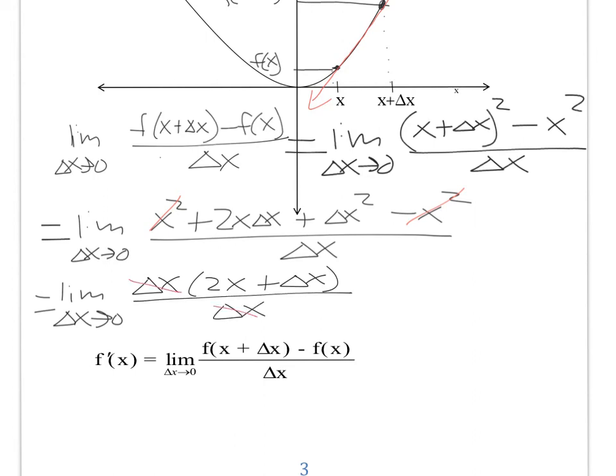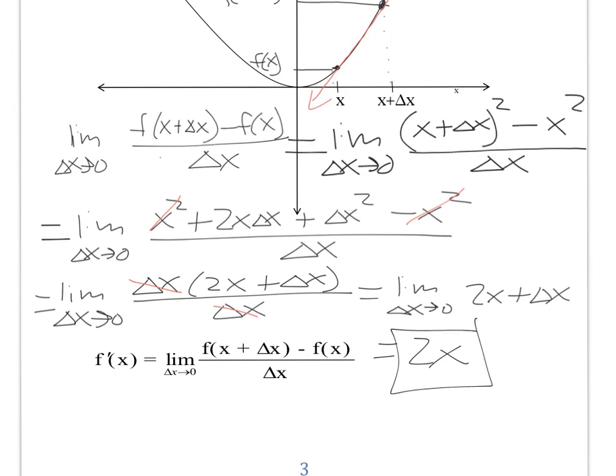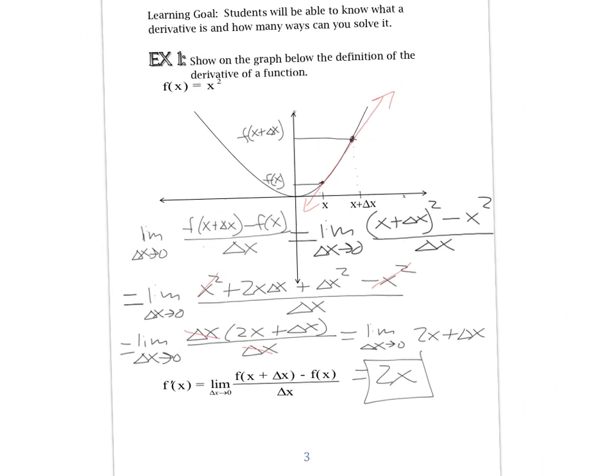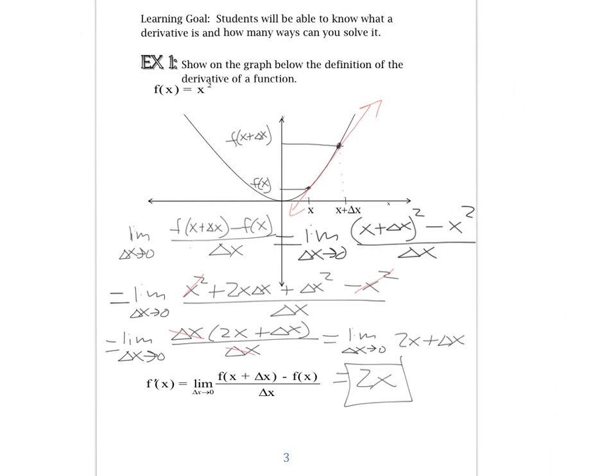So these guys cancel. And so I'm really just asking for the limit as delta x approaches 0 of 2x plus delta x. Well, now that I've gotten this all simplified, which we've done before, we've done this type of problem before, I can evaluate this limit. Well, this is just 2x. And so now I know that the derivative of x squared is 2x. And so that's how I got that function on the previous page.